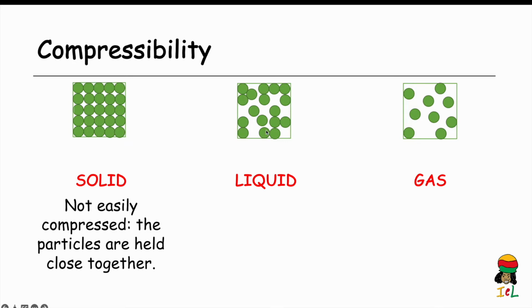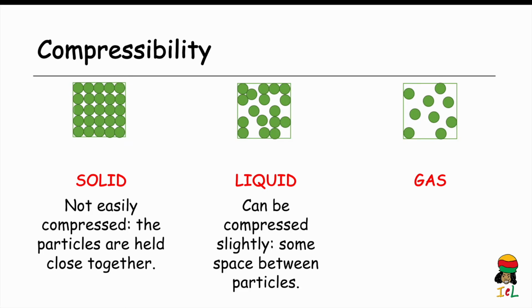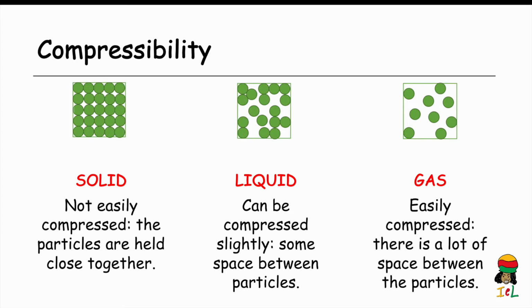Unlike solids, liquids have some spaces between the clusters of particles, which means these clusters of particles can be pushed closer together. Therefore, liquids can be compressed slightly due to the existence of some space between particles. Gas particles have a lot of space between them, and as a result, they are easily compressed.